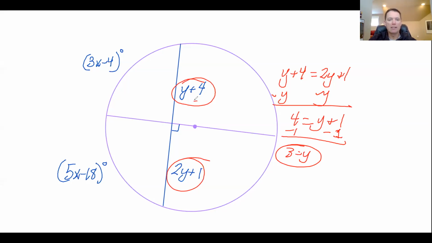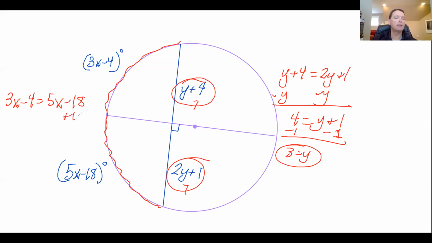So y plus 4 makes 7 here. 6 plus 1 makes 7, and those check out. But also, the arcs, this big arc, this one right here, it was bisected as well. So 3x minus 4 has to equal 5x minus 18. Add 18.